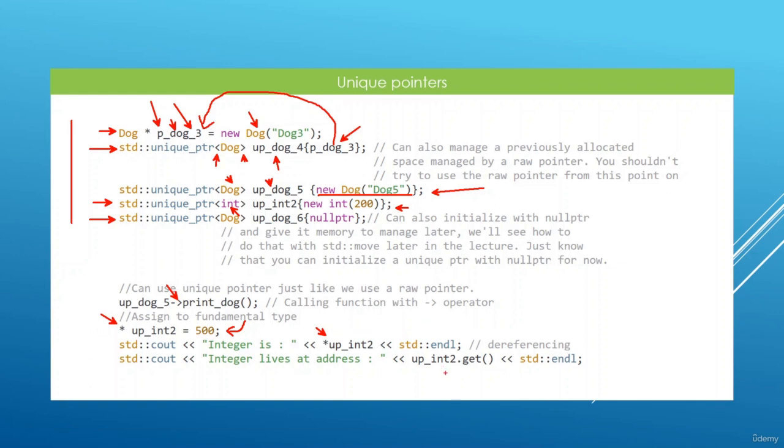But another thing we can do is get access to the managed raw pointer using the get method here. And this is something we can do. This is going to be useful if, for example, you are using an API that uses raw pointers. You can get the raw pointer, but please remember to not use it to manage memory. Please let your unique pointer manage the memory for you. This is something you can do.